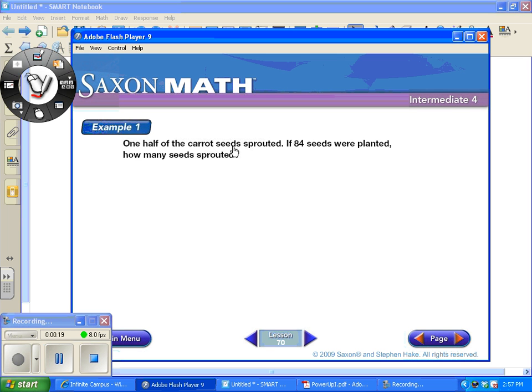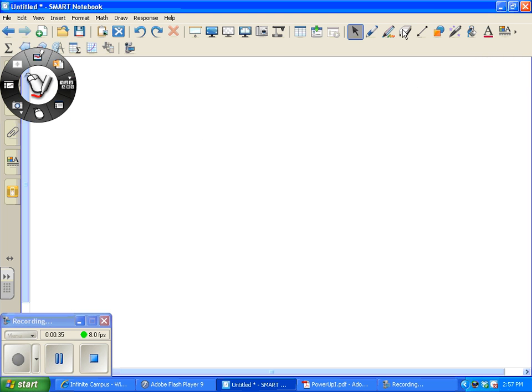1/2 of the carrot seeds sprouted. If 84 seeds were planted, how many seeds sprouted? Well, when you divide something in half, you divide them into two equal groups. So it's like dividing by 2. So let's try that. Let's do 84 seeds to begin with, divided by 2.